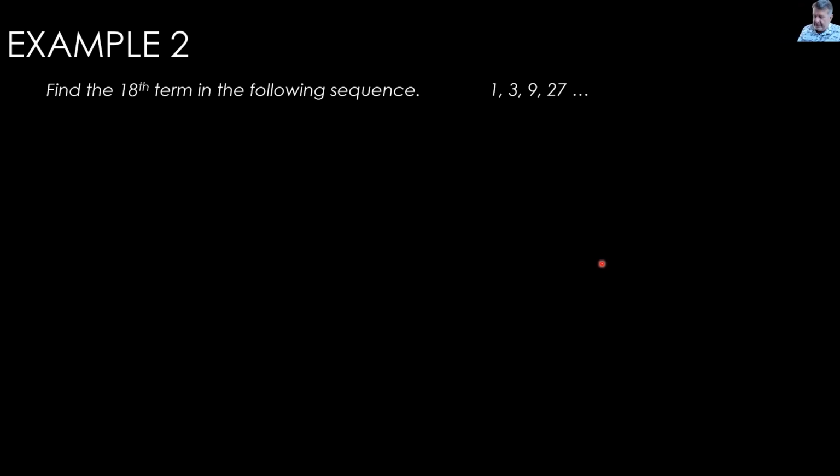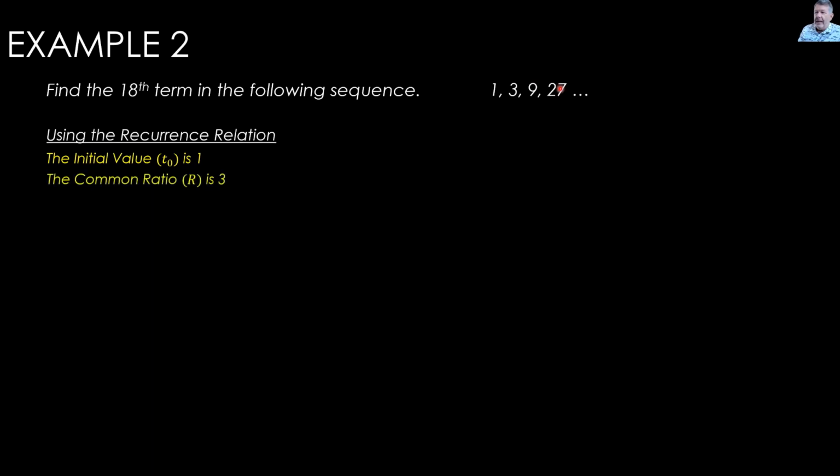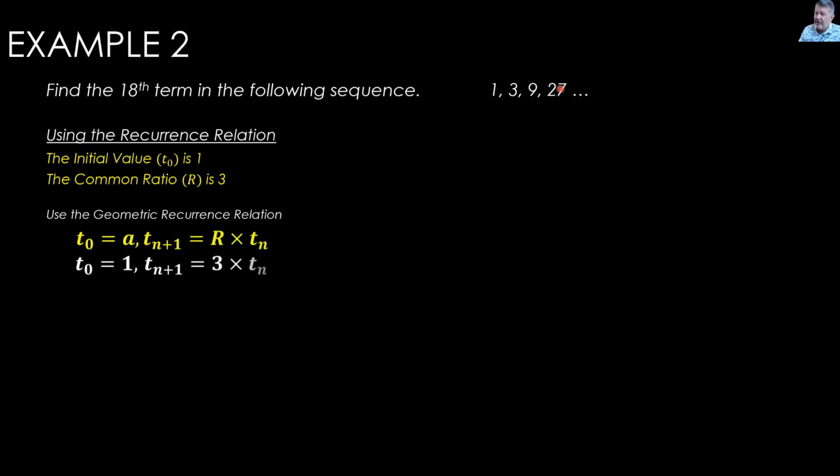All right. Recurrence relation, let's try it that way first. So, initial term is 1. Our common ratio, 1 times 3 is 3, times 3 is 9, times 3 is 27, so common ratio is 3. And then we are going to use a geometric recurrence relation. Write the blank one out. T0 equals a, Tn plus 1 equals r times Tn, and substitute our values in, the 1 and the 3. So, keep multiplying by 3, and don't lose count.